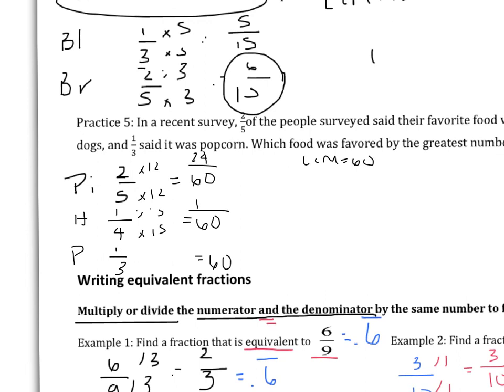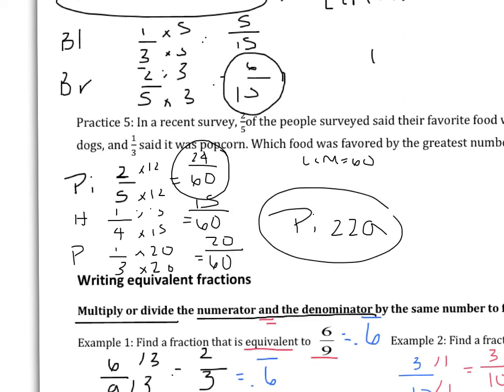1 times 15 is 15. And then lastly, what times 3 will give me 60? That would be 20. I multiply the numerator and denominator by 20, and I get 20 over 60. Now we're looking for which one of these is the largest, which would be 24 out of 60. So the food that people like the most is pizza.